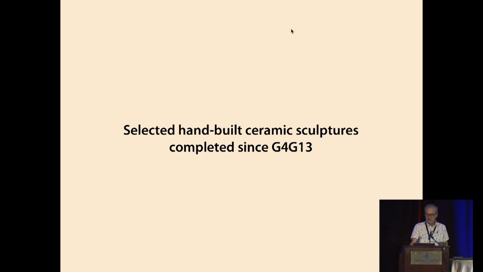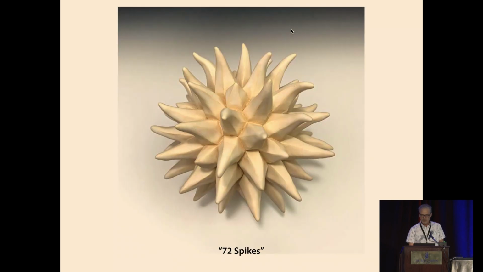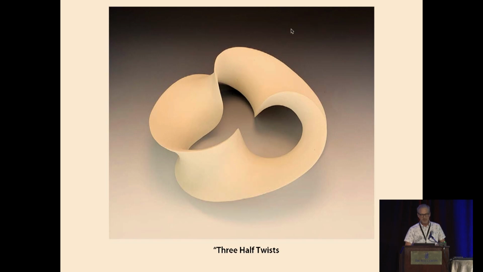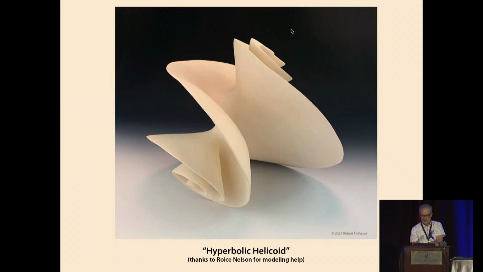One of the things I do is mathematics-based hand-built ceramic sculpture. I'd like to show a few of those done since the last meeting. This is basically a dodecahedron with twisted corners. This next one is mathematically based on a Goldberg polyhedron with 72 faces. And next is a distorted cube. This one is a Mobius band with 3 half twists. And then a trefoil knot. And finally, a hyperbolic helicoid.